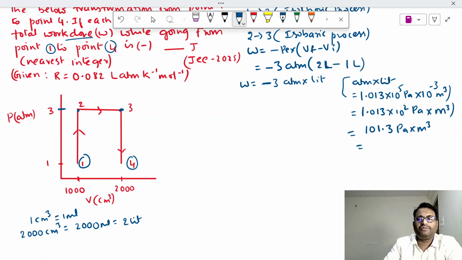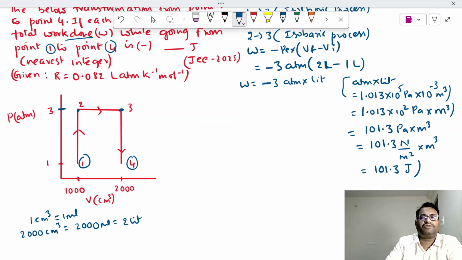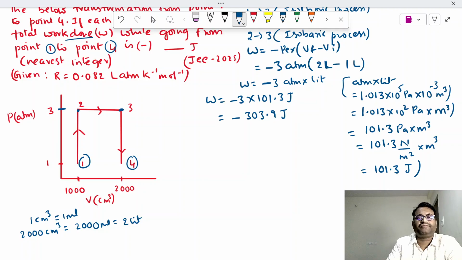That is equal to 101.3 Newton per meter square into meter cube, which is 101.3 joules. Then the work done is minus 3 into 101.3 joule, which is equal to minus 303.9 joule. This is the work done in process 2 to 3.